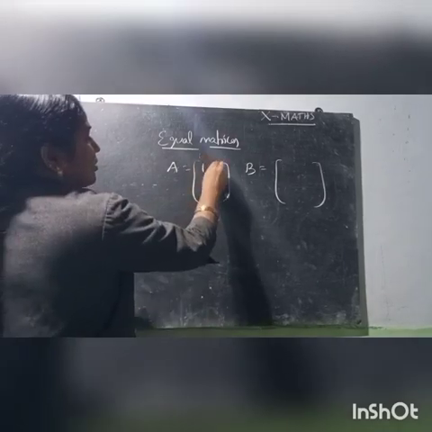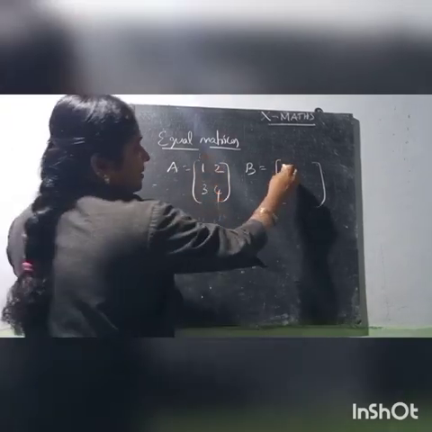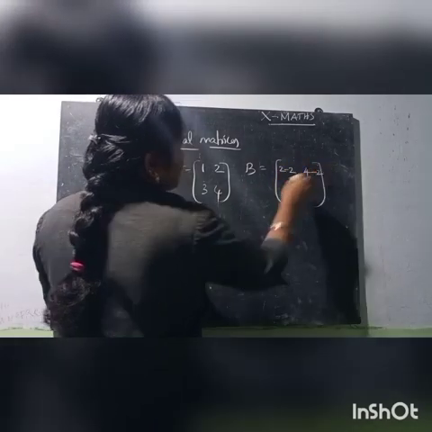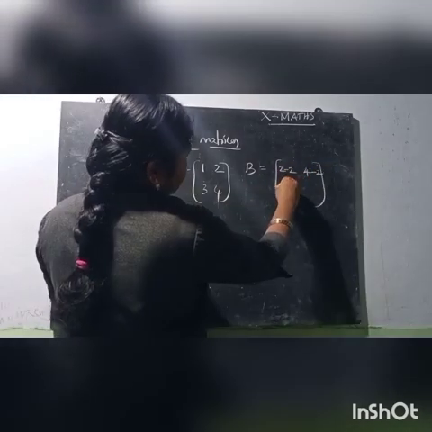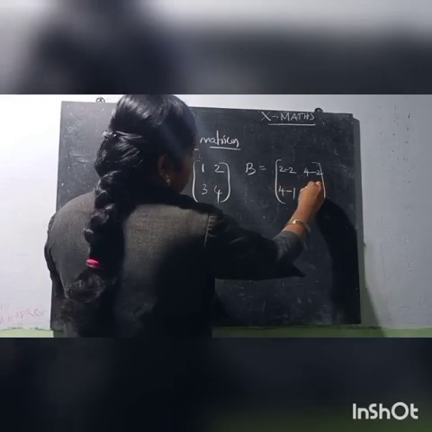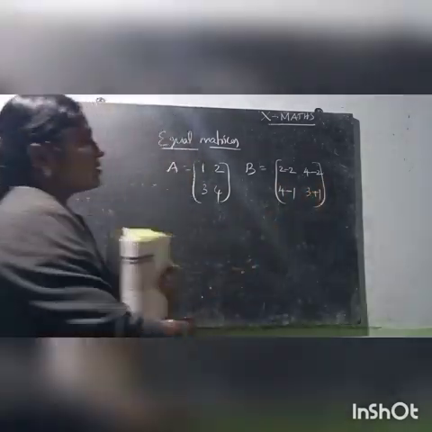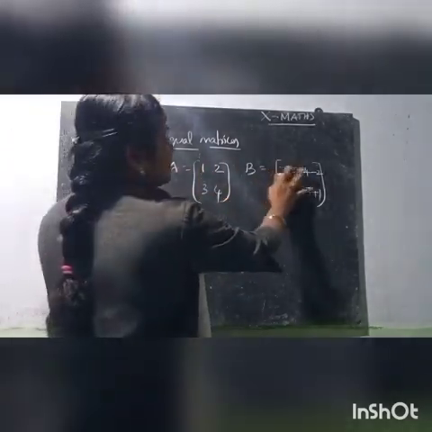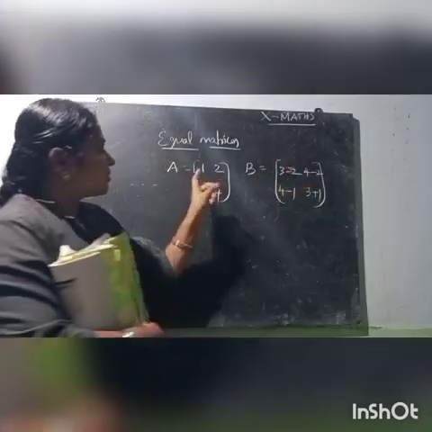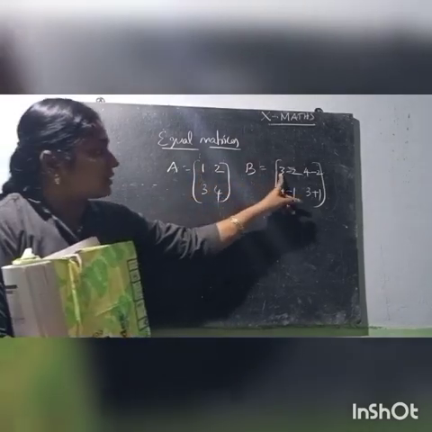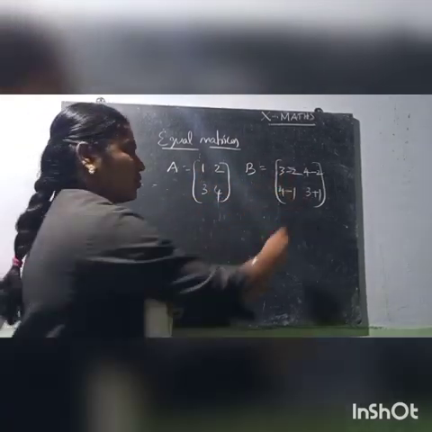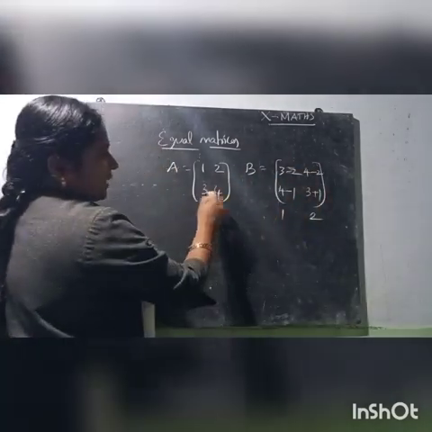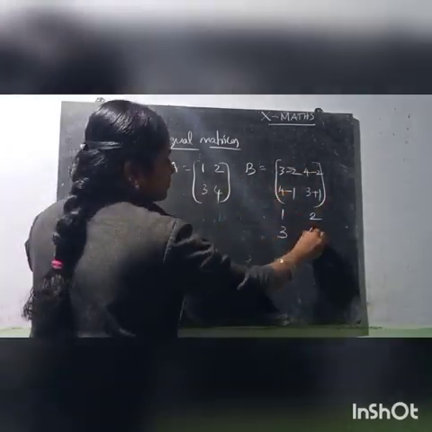So here 1, 2, 3, 4. I am taking here 2 minus 2, here 4 minus 2, and here 4 minus 1, here 3 plus 1. Is it equal? Shall we check? The first element is 1, here 3 minus 2. We know 3 minus 2 is 1. Then next 2, 4 minus 2 is 2. Then 4 minus 1 is 3, 3 plus 1 is 4.